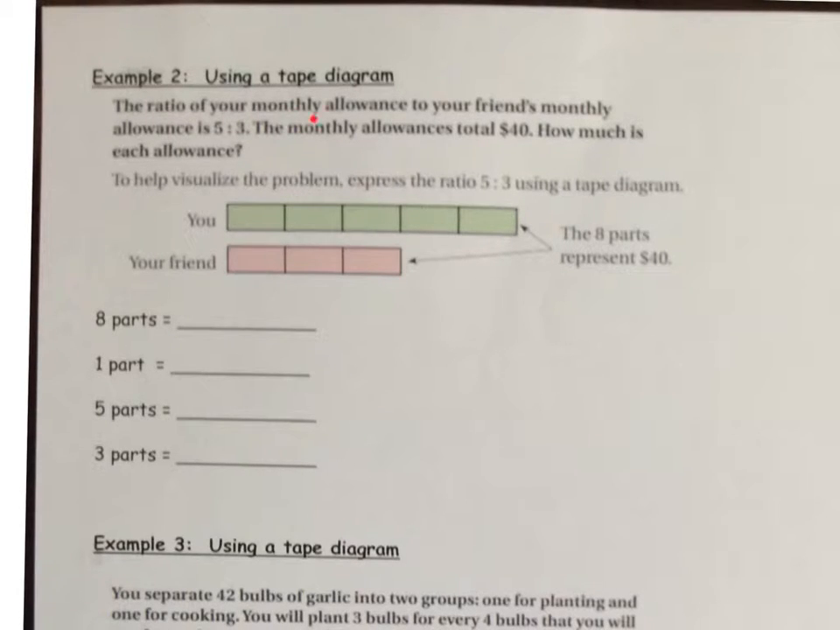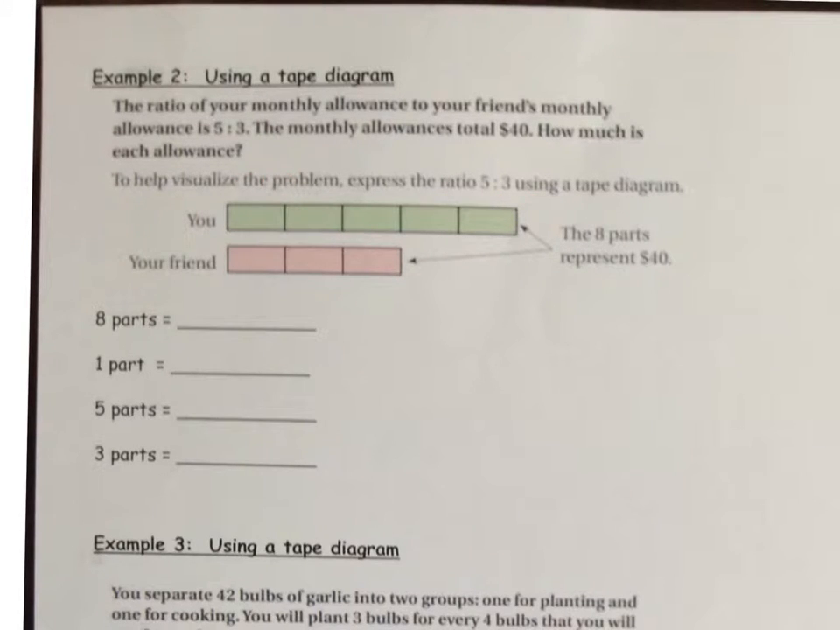The ratio of your monthly allowance to your friend's monthly allowance is 5:3. The monthly allowances total $40. How much is each allowance? Now we're going to use tape diagrams for this example. It says to help visualize the problem, express the ratio 5:3 using a tape diagram.